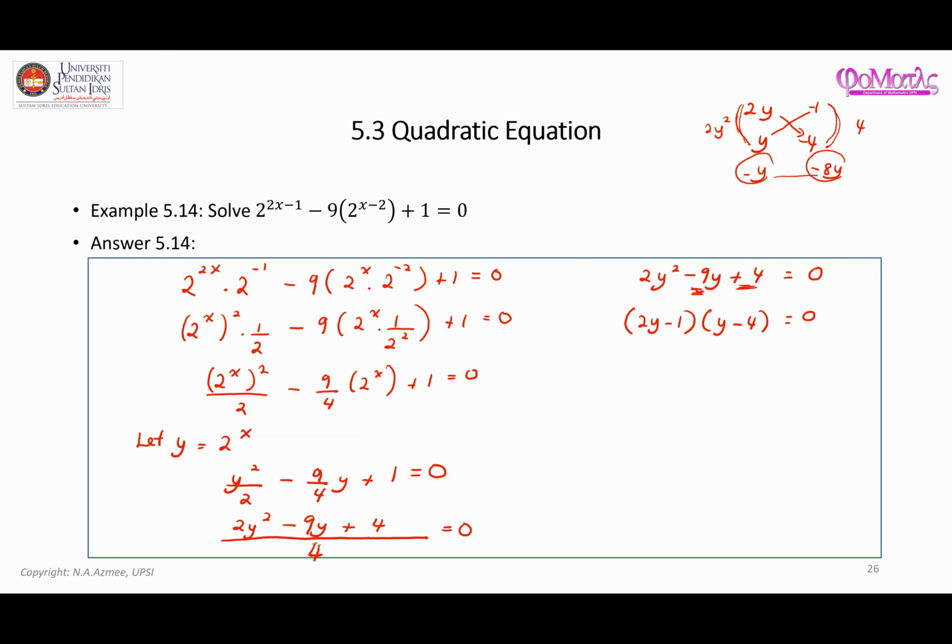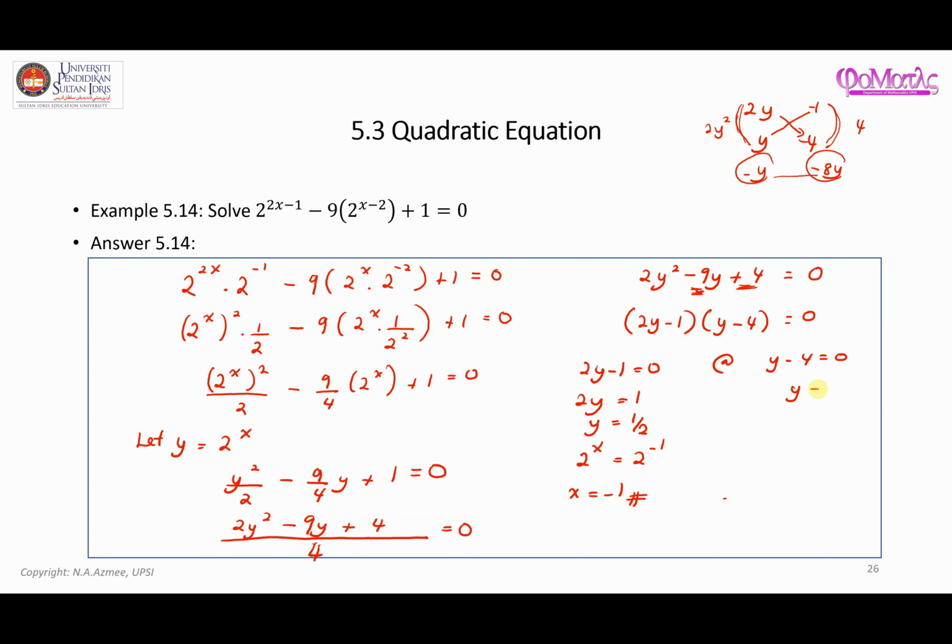So next we use the zero product rule. 2y minus 1 is equal to 0, or y minus 4 is equal to 0. Therefore 2y must be equal to 1, y must be half. What is y? y is 2 to the power of x. Now 1 over 2 can also be written as 2^-1. So based on comparing it, you can see that x must be -1. So that is the first answer.